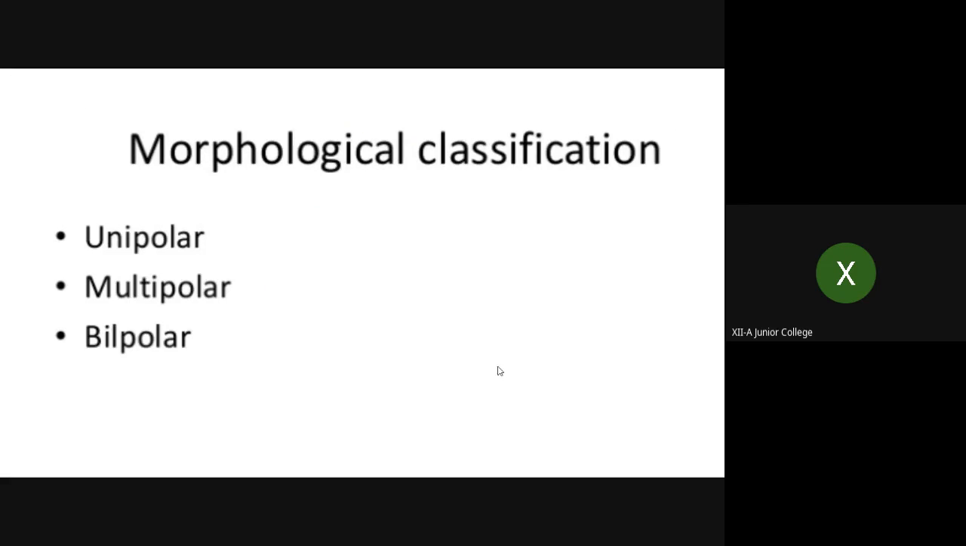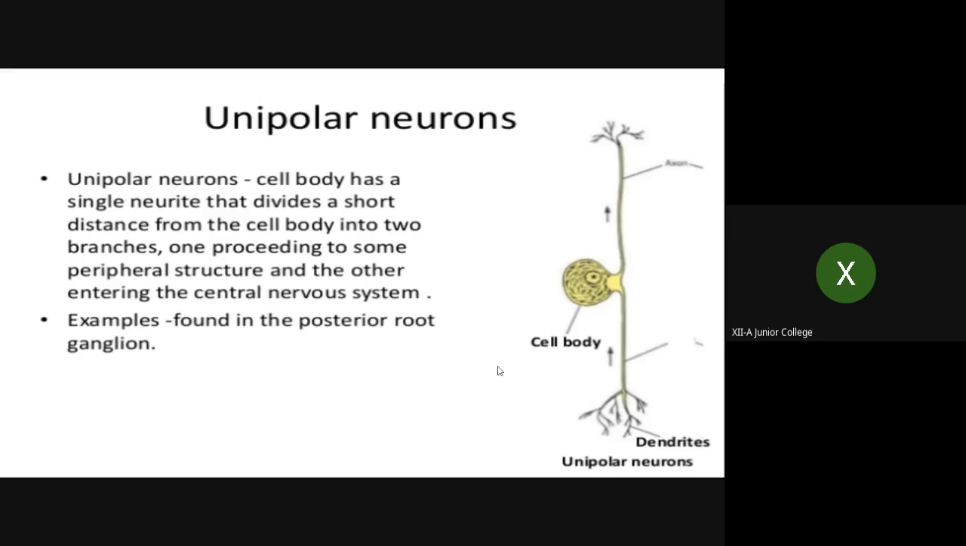Now, morphologically, this neuron is divided into three types: unipolar, multipolar, and bipolar. Now we'll see how they are morphologically different, meaning in appearance. Morphological classification means how it looks, how it appears. The word itself suggests it: uni means single, multi means many, bi means two, right? So we'll see one by one, step by step.